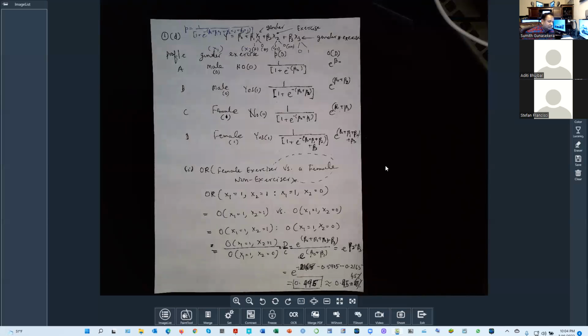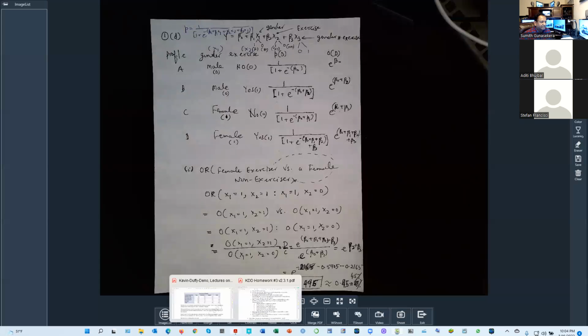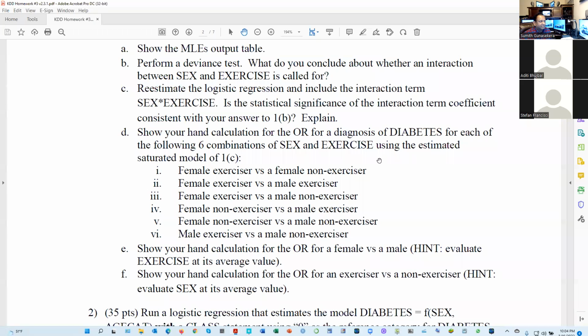Like that. So based on that one, the saturated model rather than another model, is saturated now. Then they're going to talk about the various odds ratios, between this to that, this to that, this to that. We go through one of them.